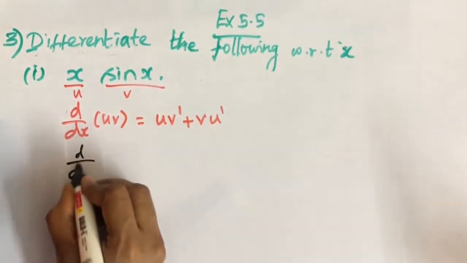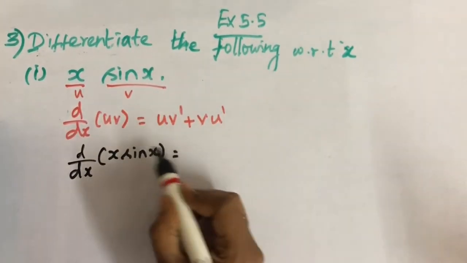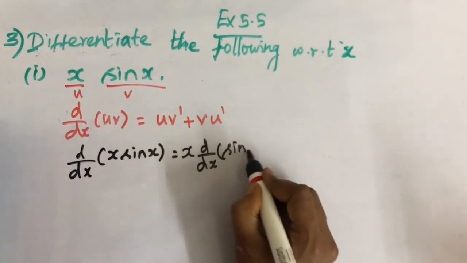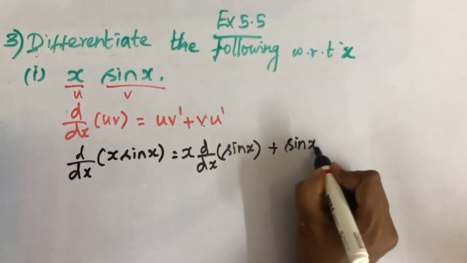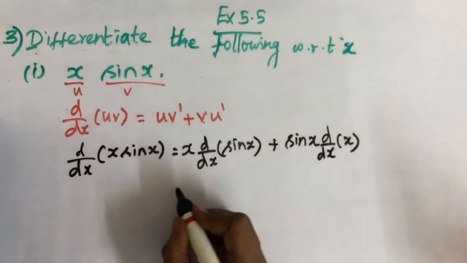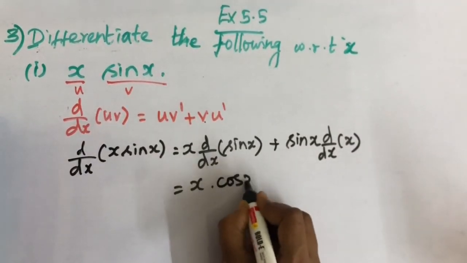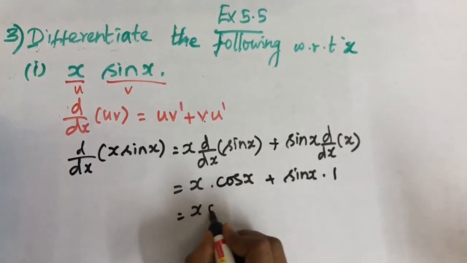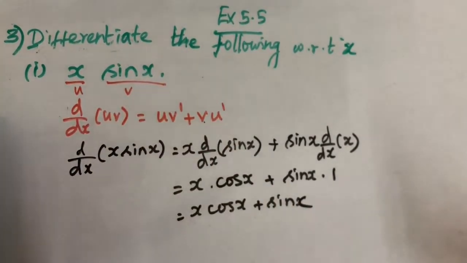So, d by dx of x sin x is equal to, first u as it is, that is x into d by dx of sin x, plus, we have to keep v. v is sin x into d by dx of x. So, x into, what is the differentiation of sin x? Sin x is cos x, plus sin x into 1. That is x cos x plus sin x. That is the differentiation of x sin x.